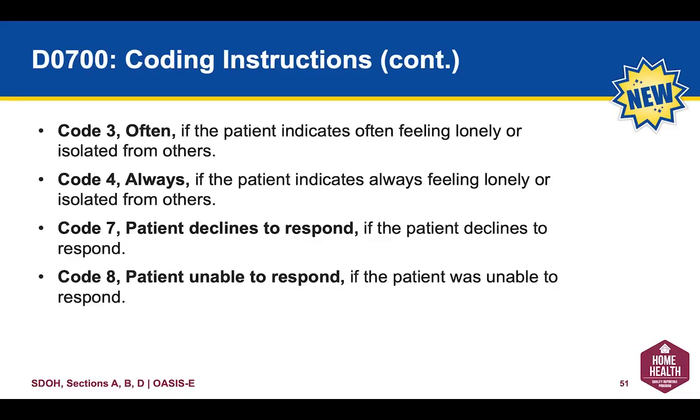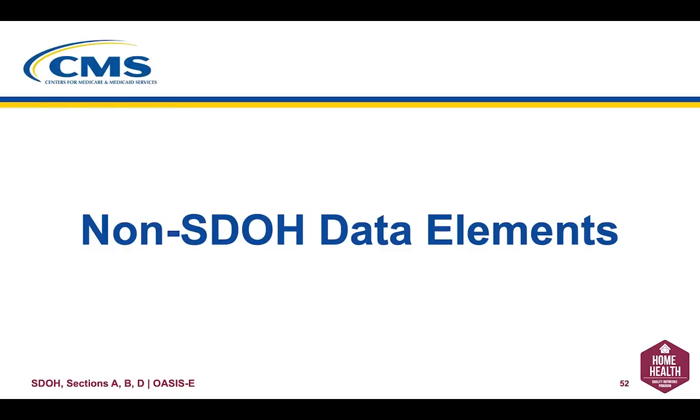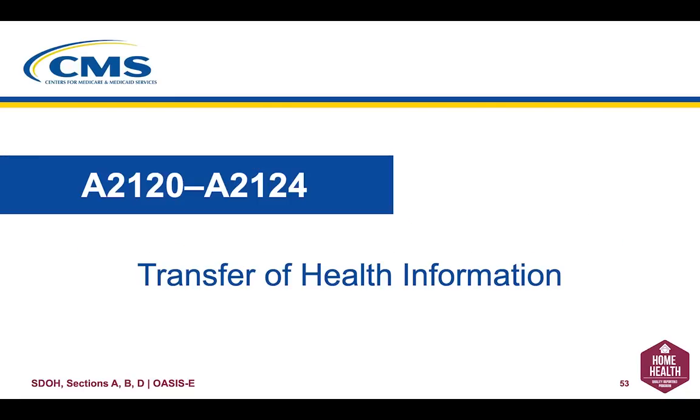The assessor would enter code 7, patient declines to respond, if the patient declines to respond, or code 8, patient unable to respond, if the patient was unable to respond. Now let's move on to a few standardized patient assessment data elements that are not considered under social determinants of health. The non-SDOH data elements we will be reviewing first are actually a series of data elements called transfer of health information. These data elements encompass data elements A2120 through A2124.